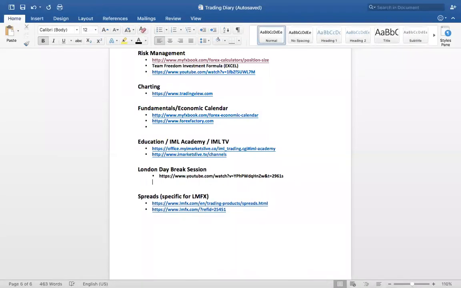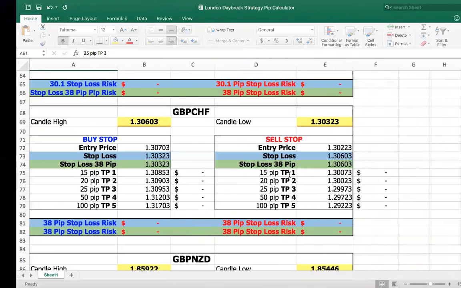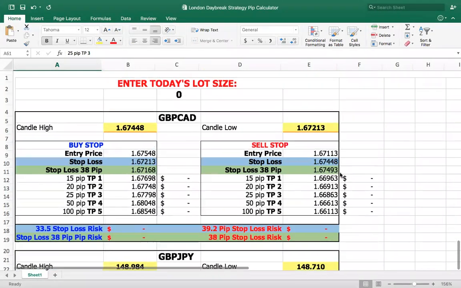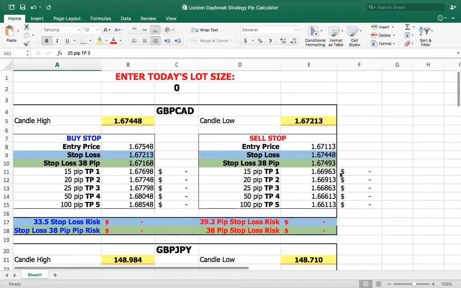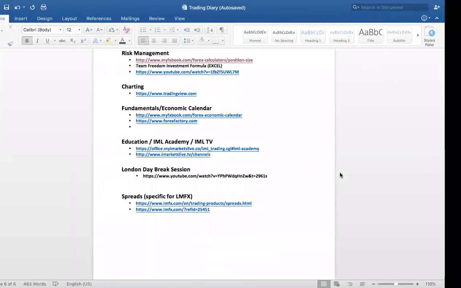Now we do have an Excel sheet that we use in conjunction with this, all right? If you don't have that Excel sheet, it's going to be given to you. Basically this is what the Excel sheet looks like. If you have no idea what London Daybreak is, I'm going to give you a 5-minute rundown or less. Basically, this is what happens.